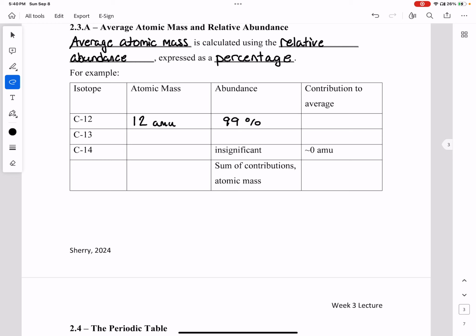So its contribution to the average is going to be 11.88 AMUs. Carbon 13, 13 AMU, is about 1%. And so that represents 0.12 AMUs. Carbon 14, you guessed it, is 14 AMUs. And there's so little of it we consider it insignificant, but it's still something. So that is going to make our average atomic mass 12.01 AMUs.